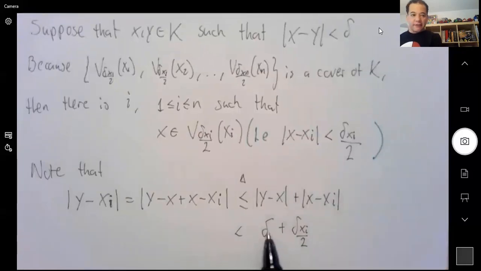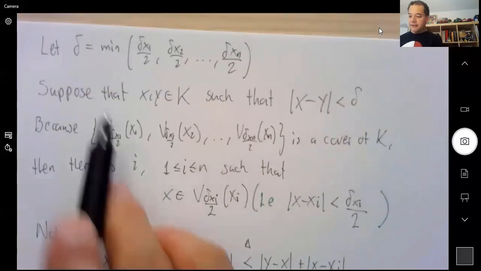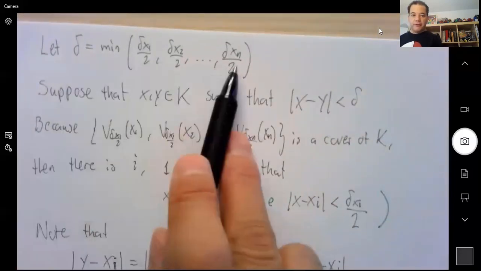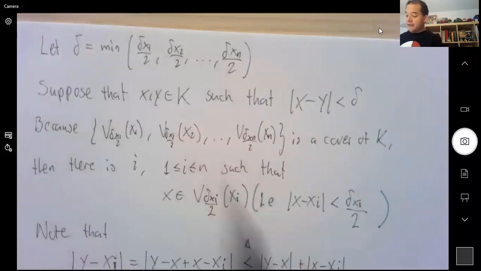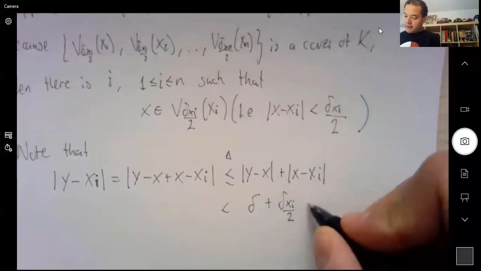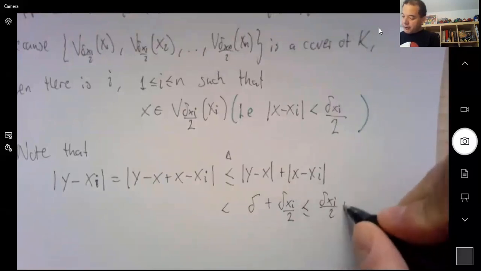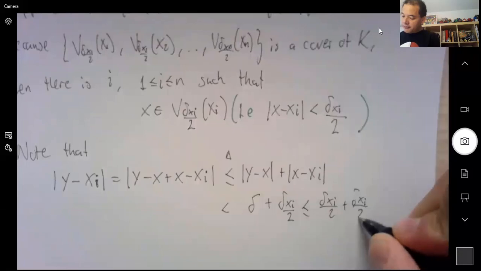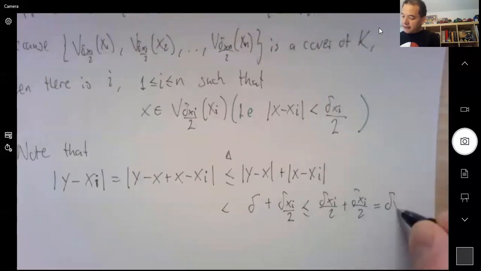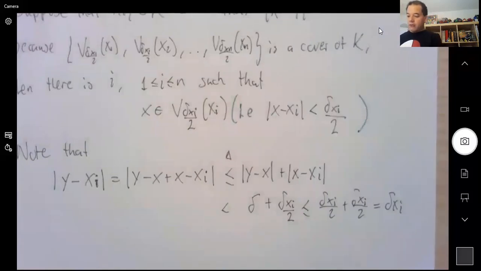But what was delta? Let me go up a little bit. Delta was the minimum of these numbers. So in particular, delta is smaller than delta Xi over 2. So this is smaller than delta Xi over 2 plus delta Xi over 2. Put them together, you get delta Xi. All right? So what did we find? We find that Y and Xi are also close.